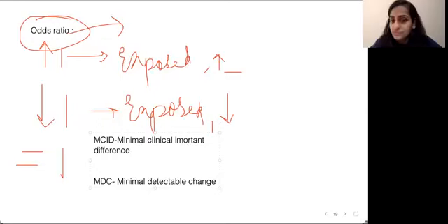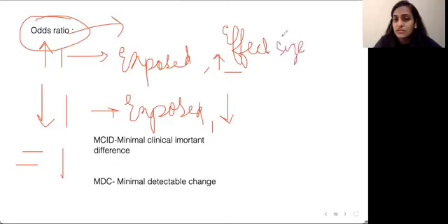Okay. Is that good? Does everyone understand what MCID and MDC are? Perfect. And also, I think somebody had asked me, what is an effect size? What is an effect size in a study?